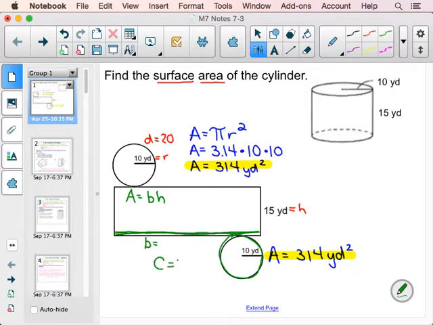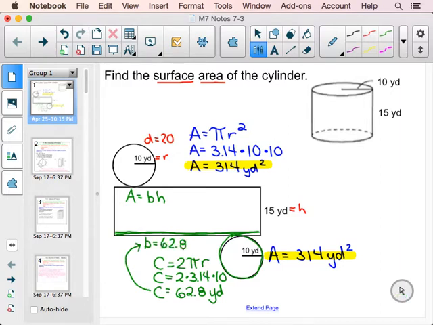So I find my circumference formula on my reference sheet. It's C equals 2 pi r. Then I'm going to substitute my values, 2 times 3.14 times my radius of 10. And when I multiply that out, I get 62.8. This is just the length of that rectangle, or the base of that rectangle, or the circumference of the circle. It's not an area, so it's just regular yards. And it does tell us the length of this base here is 62.8.